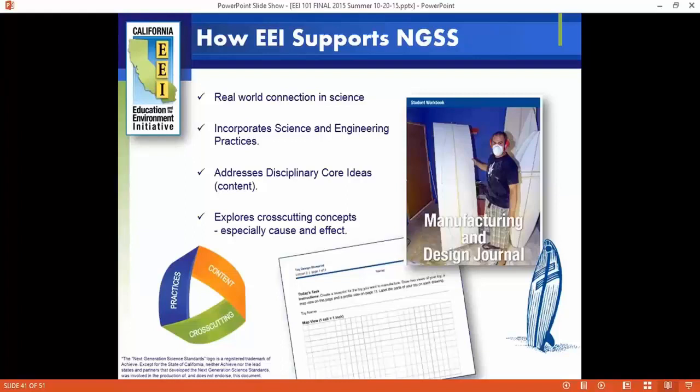And then with cross-cutting concepts, cause and effect, that is just such a central theme in EEI. When we do something, systems and systems models, yes, stability and change. So it is a great tool for that transition.